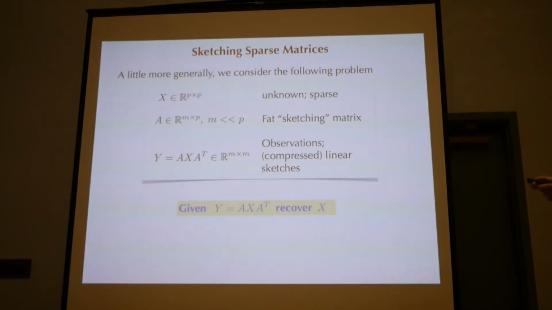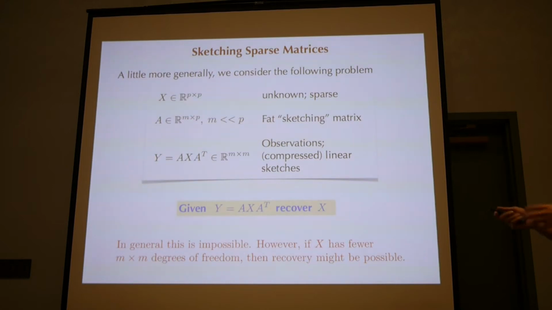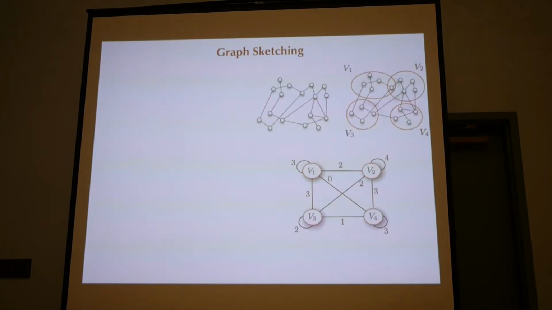Let me make this a little more general. What we have here is now a sparse matrix X, which is a P by P matrix. A is the sketching matrix, and what we want to do is recover X from A X A transpose. So this is the abstract version of this problem. In general, this is not possible because A is fat and m is much smaller than p. But if X has fewer than, this is more like m choose 2, but you get the idea, if X has fewer nonzeros than the number of measurements we make, the number of degrees of freedom, then recovery might be possible, and we'll see how we're going to do it.